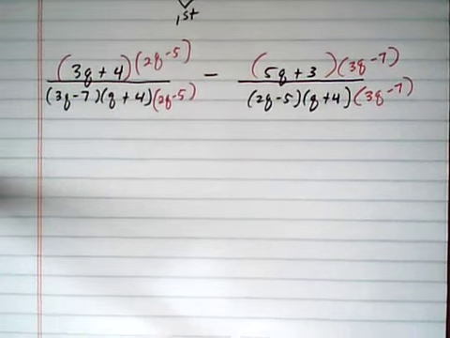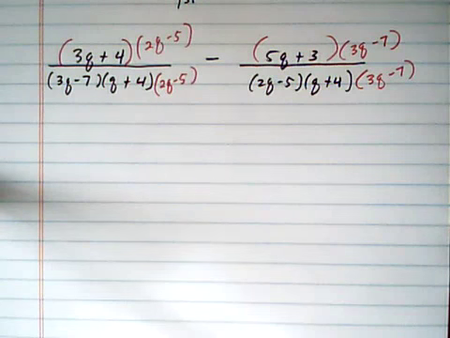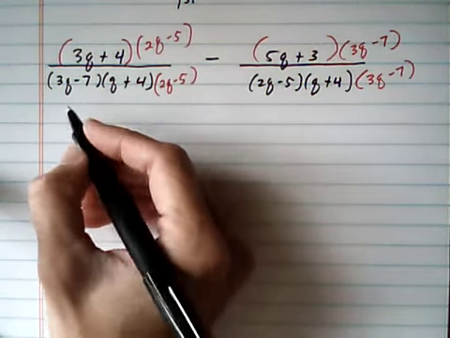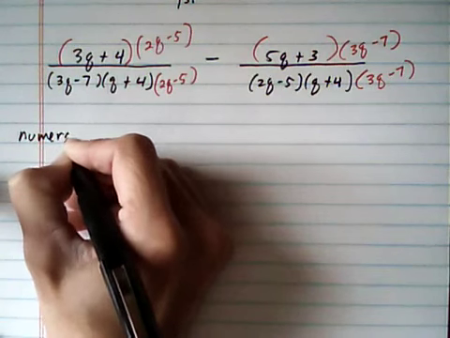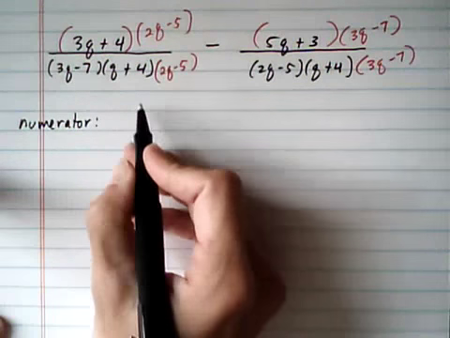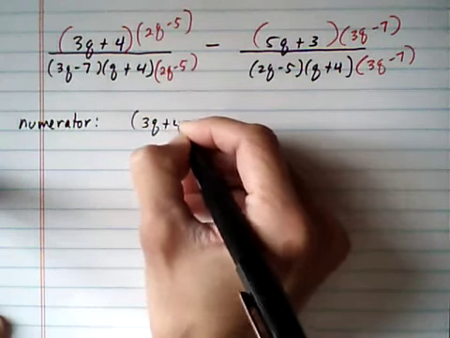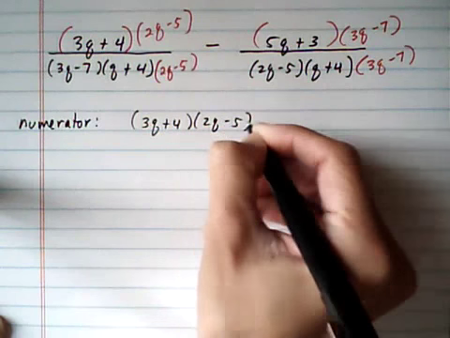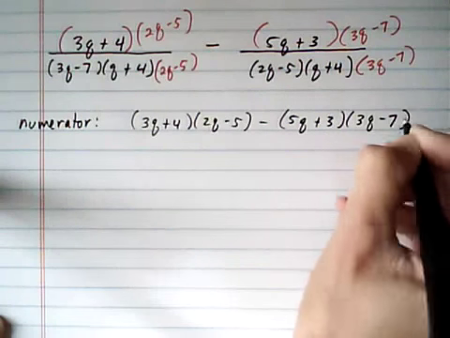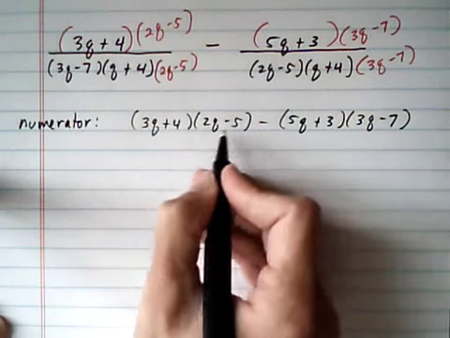Now we just have a lot of algebraic crunching to do. We've got to simplify the numerators, and at the very end we're going to try to factor if possible to see if we can cancel. Alright, so let's just simplify the numerator without rewriting the denominator every time. And then at the end, once we get our final numerator, we'll bring the LCD back into it. So here's our numerator: 3q plus 4 times 2q minus 5, take away 5q plus 3 times 3q take away 7. And we start by distributing.